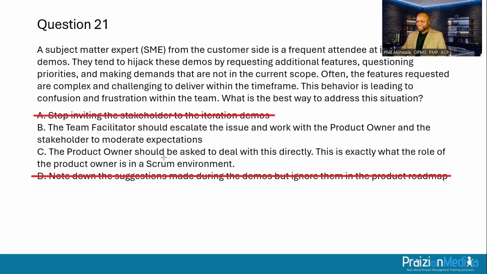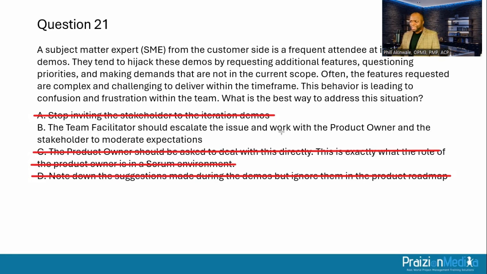So you're left with B and C. C passes the buck because it says the product owner should be asked to deal with this directly. This is exactly what the role of the product owner is. Not entirely correct. The Scrum Master, or whoever that servant leader is in that Scrum Master role, has some form of accountability. While the product owner is responsible for requirements, managing stakeholder behavior may require collaboration with the team facilitator to directly address the issue. So this is not the best option. Although it's very tempting to say, yeah, they're from the customer side. Not so.